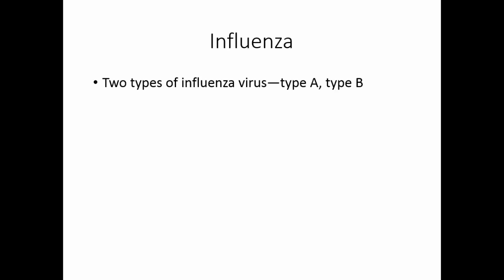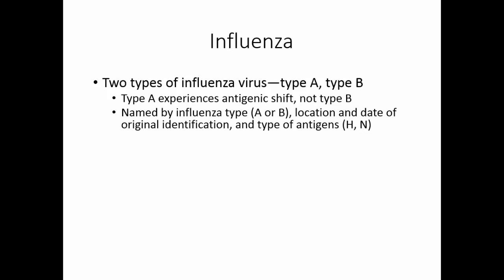There are two types of influenza viruses, type A and type B. The type A virus experiences antigenic shift, but the type B does not. When an influenza virus is found, it is named by its type, either A or B, the location where it is first isolated, the date of the original identification, and the type of antigens, the H antigens and the N antigens. So a virus named A Singapore 1 80 H1N2 would be a type A virus. It was first isolated in Singapore in January of 1980. Its hemagglutinin is type 1 and its neuraminidase is type 2.